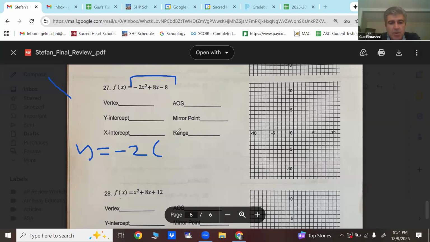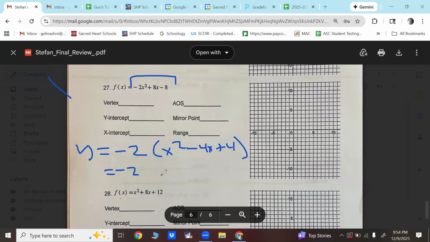It's easier if you pull out the negative 2 to get x squared minus 4x plus 4. That's going to be easy to factor, right? So how do you factor that?